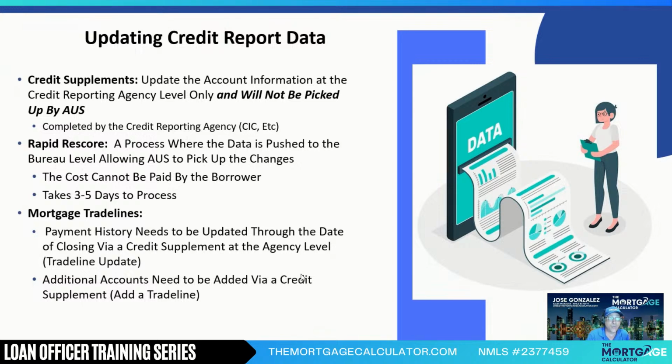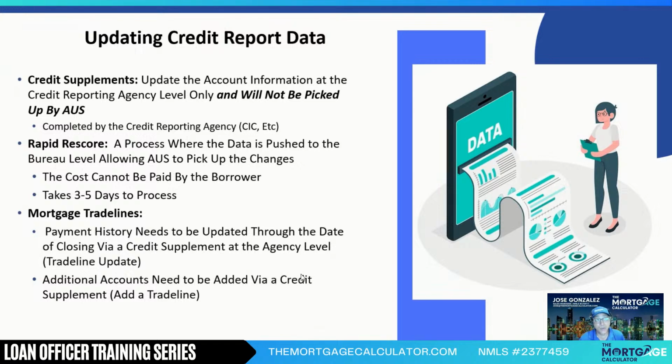Well, we've been talking about rescores, right? But in actuality, credit report data is updated in one of 2 ways, depending what you need, right? If you do not need the information to be picked up by any type of automated underwriting, it's just the underwriter wants to see it on the report for their own calculations, then you would do a credit supplement. A credit supplement is an update of the account information at the credit reporting agency level only, and will not be picked up by AUS.